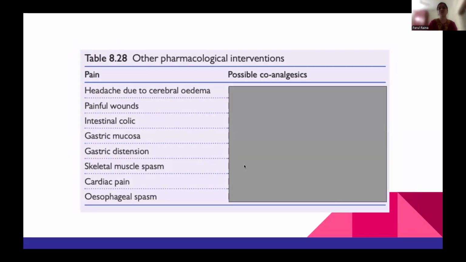So this is the question for you all. I have given the conditions. You have to mention the possible co-analgesics. You can use the chat box to mention your answers. Number one, headache due to cerebral edema. Which are the possible co-adjuvants or analgesics that you're going to use?